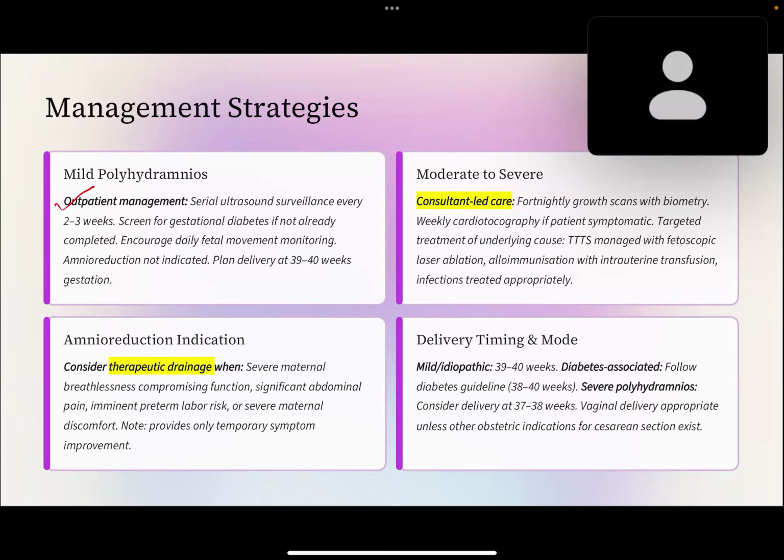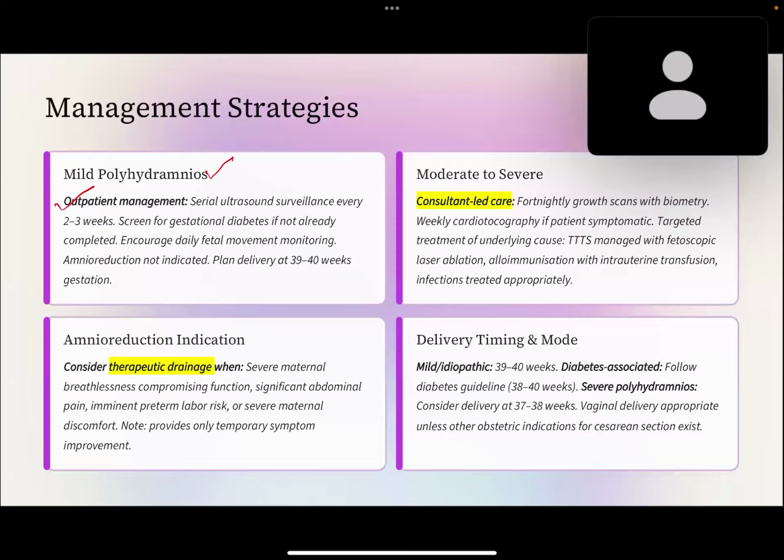Then moderate to severe, here it can even deliver with the midwife. It can deliver. There is no need. From moderate to severe onward, you involve the fetal medicine unit and consultant-led care. Or if with the mild any symptom, then realize the severity and top up that grade.